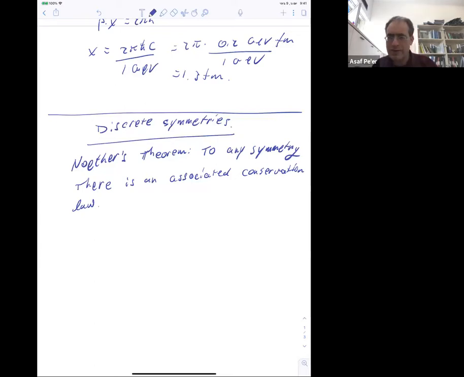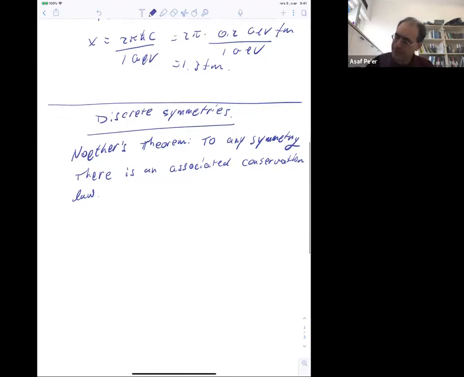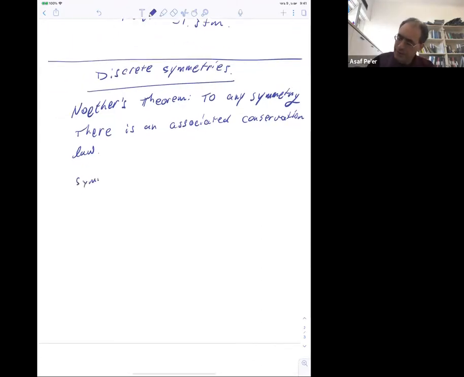But what is a symmetry? I haven't defined a symmetry yet. So a symmetry really is an operation that one can perform on a system that leaves it invariant.